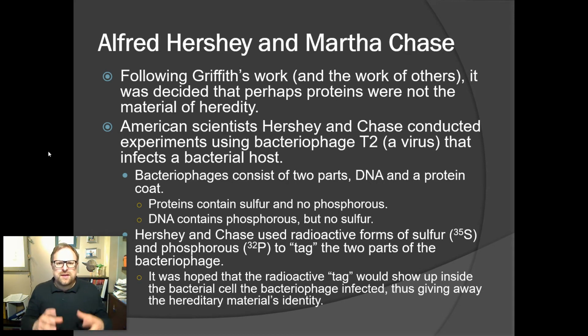And then what happens is it was hoped that the radioactive tag would show up inside of the bacterial cell. So a bacteriophage goes and shoots DNA or something inside of a bacterium and infects it. So they're hoping that one of these two, hopefully not both, radioactive things, either radioactive sulfur or radioactive phosphorus, would end up inside the bacterium, and they could find the culprit that contains the DNA, that contains the hereditary material.